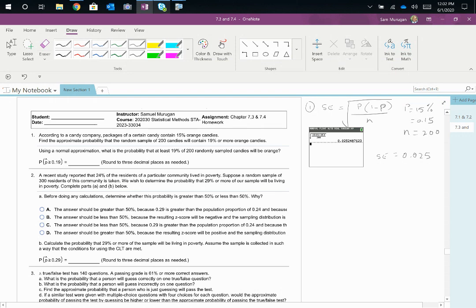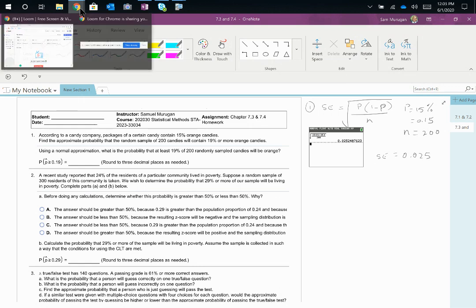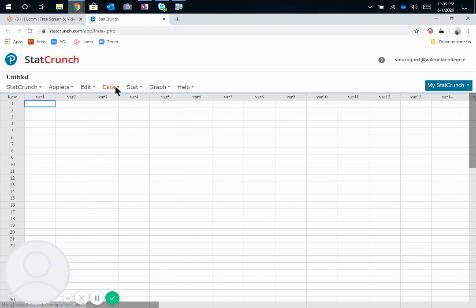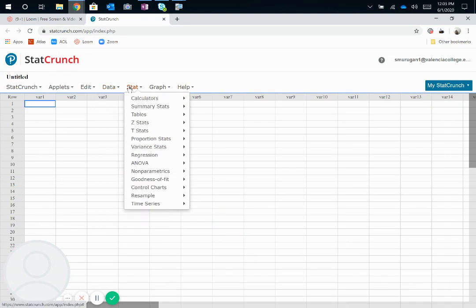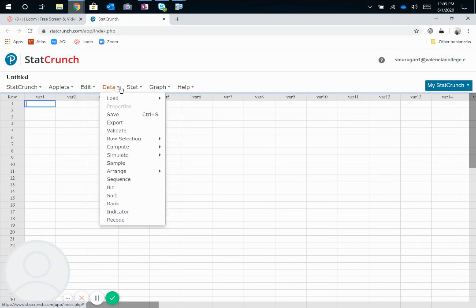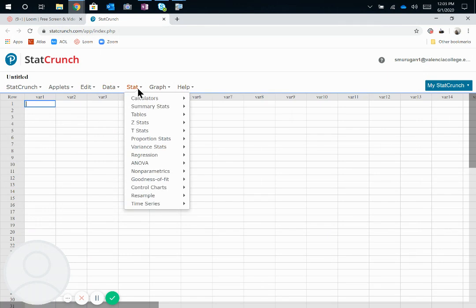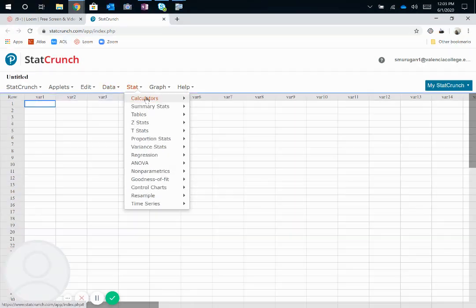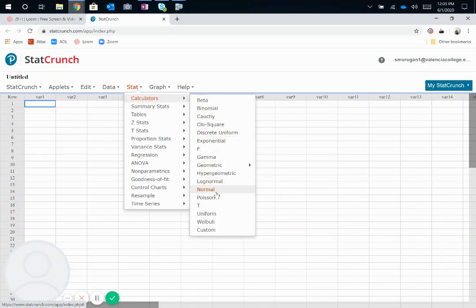Now, to get the probability, we use StatCrunch. You can also use your calculator, and I've shown you this in the past, but we're going to go ahead and use the StatCrunch program. So go to Stat, Calculators, Normal.